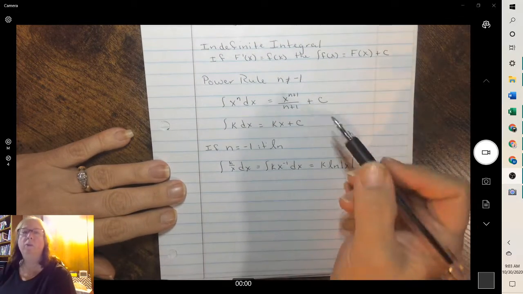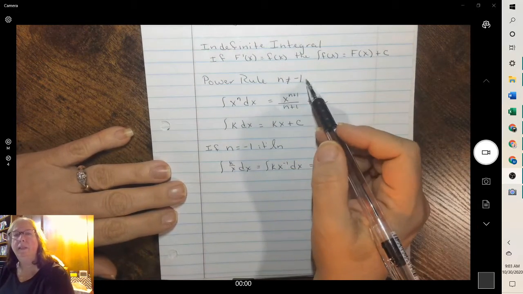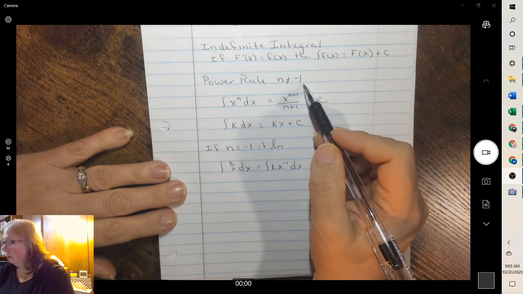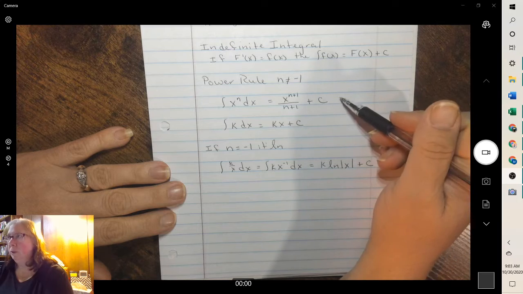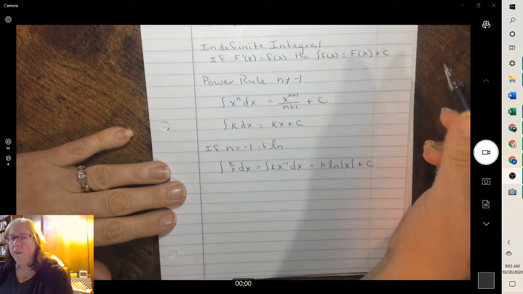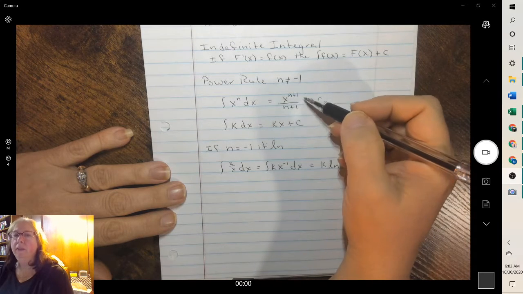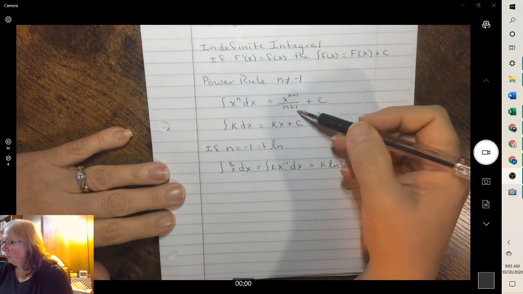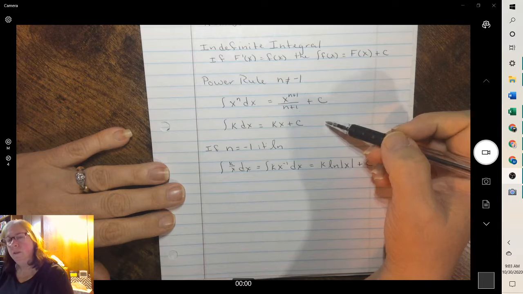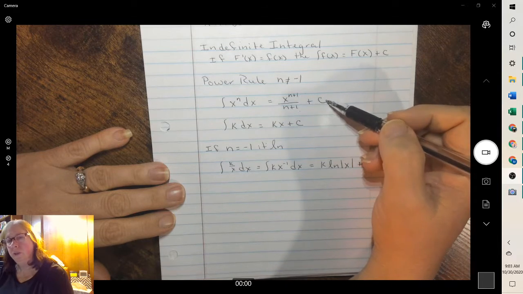First rule is the power rule, and this rule is when n does not equal -1. Remember when we took the derivative, we multiplied and then subtracted 1? Now we're going to add 1 and divide. So you add 1 to the exponent and then you divide by that value. And then plus your constant.